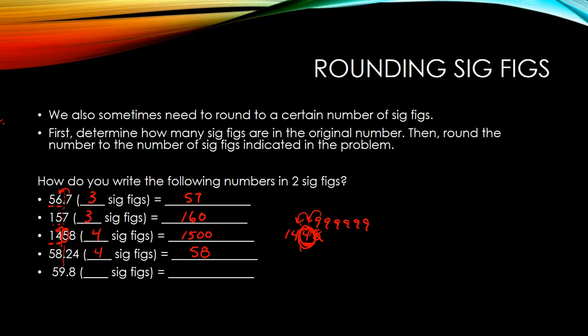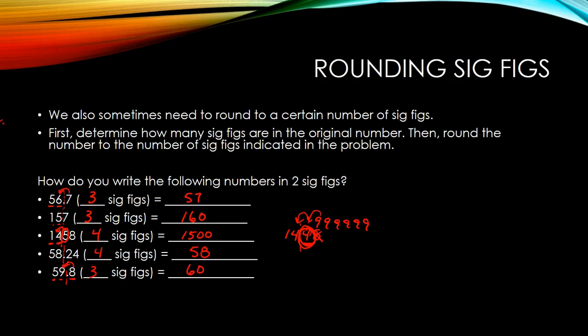And then finally, our last example here, we got 59.8. And so with 59.8, this is 3 sig figs. And so as we work on rounding to 2, we keep the 5, we keep the 9, the 8 gets left off. And so the 8 is going to cause the 9 to round up. Now in this case, that means our number here is 60.